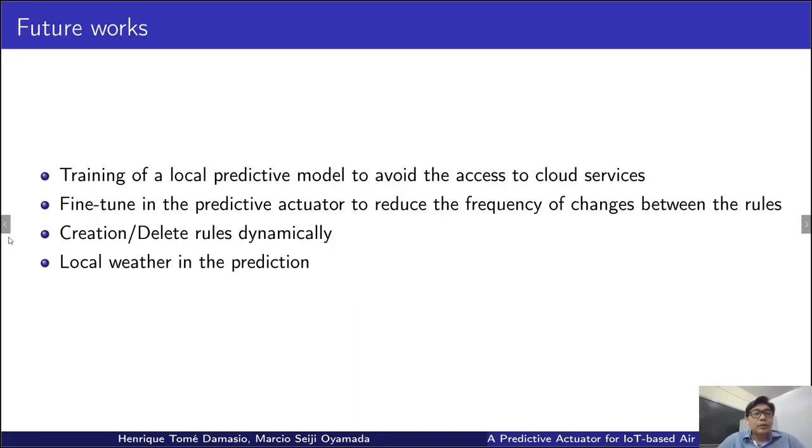The future work includes the use of a local predictive actuator to avoid the access to cloud services, and also the fine-tuning in the predictive actuator to reduce the frequency of changes between the rules as observed in the results, and create and delete rules dynamically, and also use the local weather forecast in the prediction and in the rules to select the configuration of the air conditioner units.